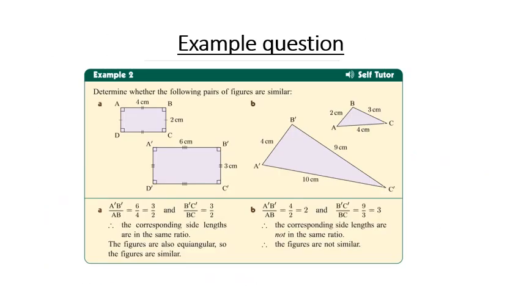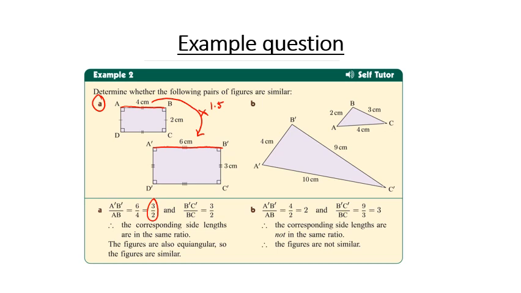So let's have a look at an example question. It says determine whether the following pairs of figures are similar. So we're going to look at question A first. Now, first thing we want to do is see if their sides are in the same ratio. Well, we have 4 centimeters along here and 6 centimeters along here, so corresponding sides. We know that that's a multiplier of 1.5 or 3 over 2.